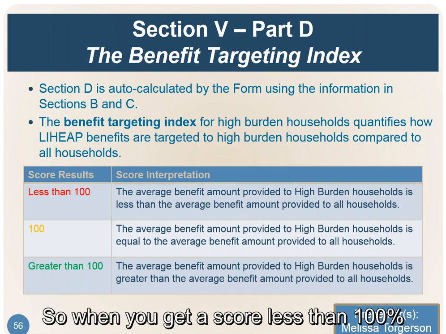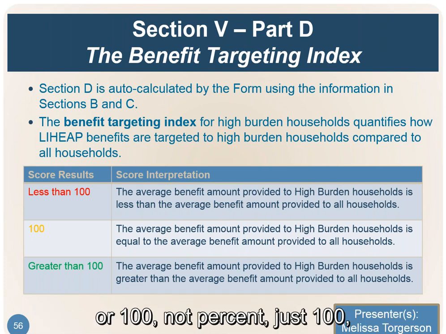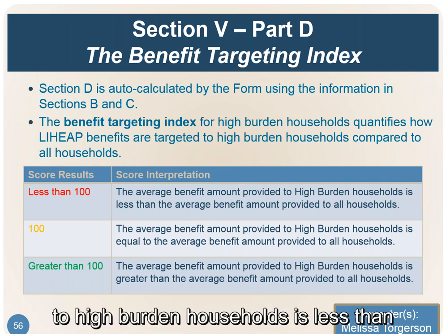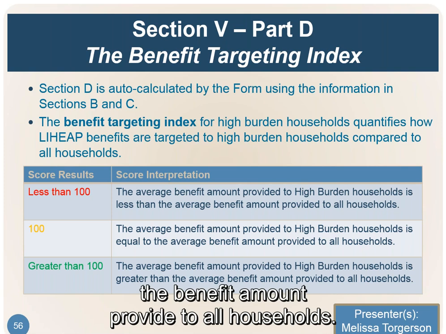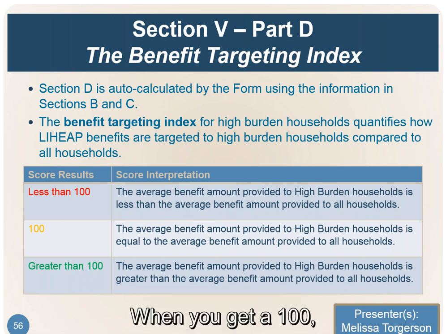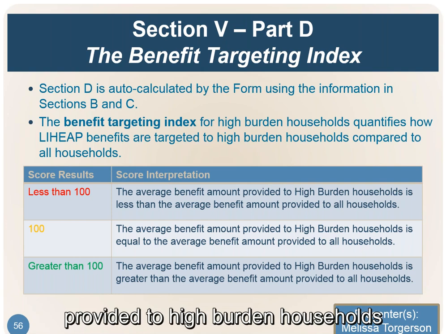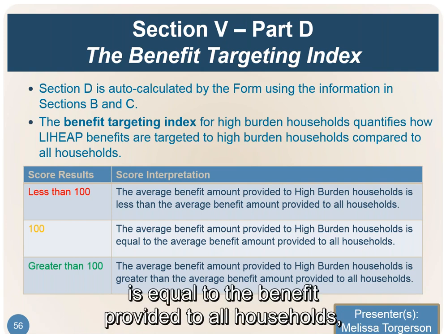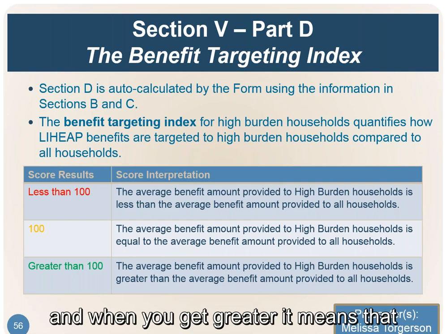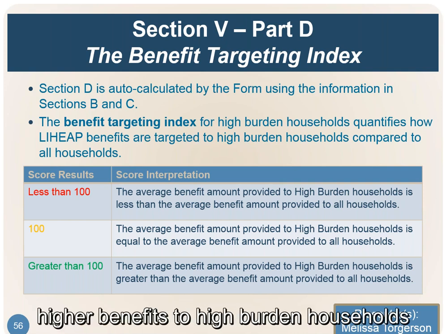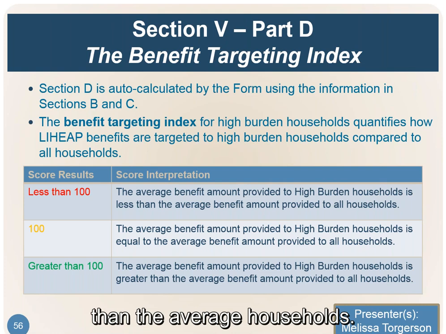So when you get a score less than 100, not percent, just 100, the average benefit amount provided to high-burden households is less than the benefit amount provided to all households. When you get a 100, it means that the average benefit amount provided to high-burden households is equal to the benefit provided to all households. And when you get greater, it means that you're giving higher benefits to high-burden households than average households.